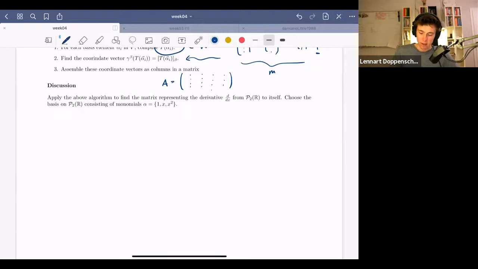Now the vector spaces are P2R and P2R, and we have a basis for this. In this case, again, we take just the basis of monomials, 1, x and x squared. And the transformation that we've seen before, and we've actually shown that it's linear yesterday, is d by dx. So we take the derivative of a polynomial. And I want you to compute exactly this matrix, the matrix representing this transformation. I'll give you 3 minutes to think about this.